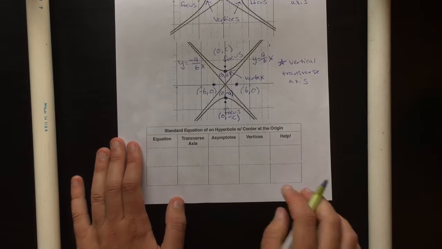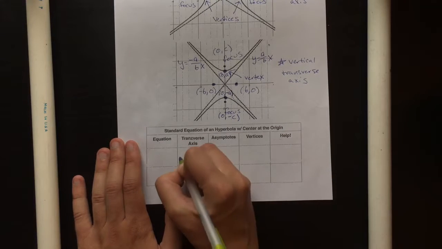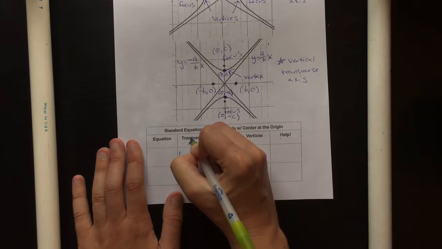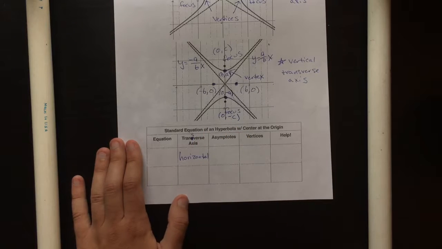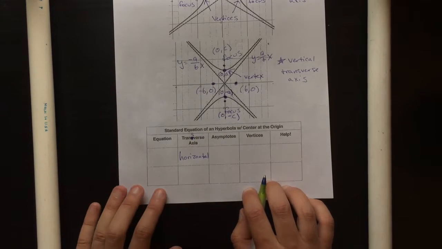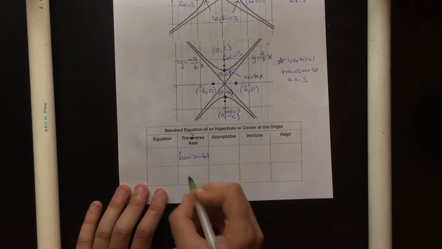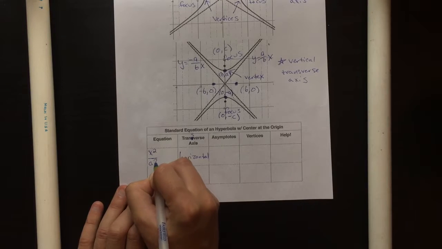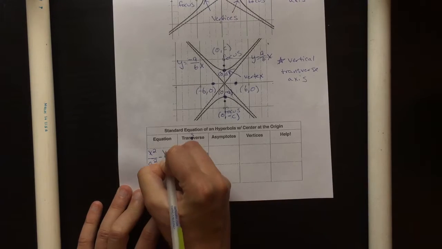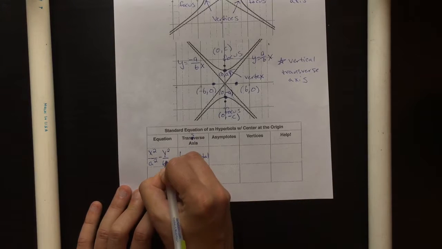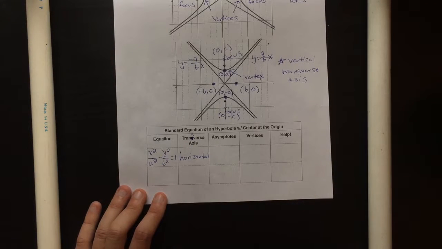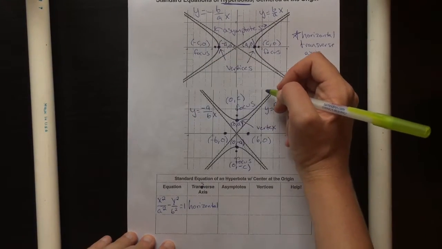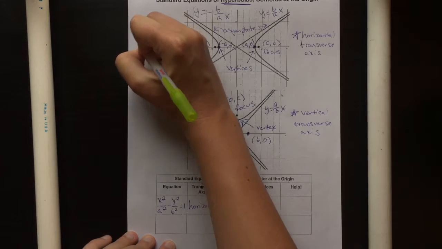All right, now we need to fill in our chart. So let's start with our horizontal transverse axis. All right, so our equation for that one is x squared over a squared minus y squared over b squared equals 1. So I'm actually going to go write that next to the graphs as well, so we know what one goes with which.